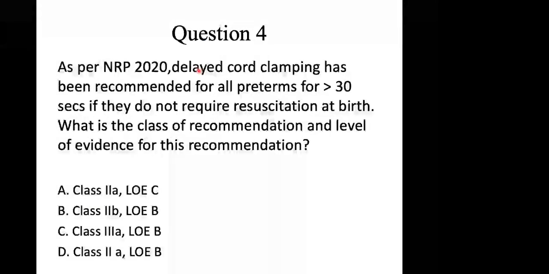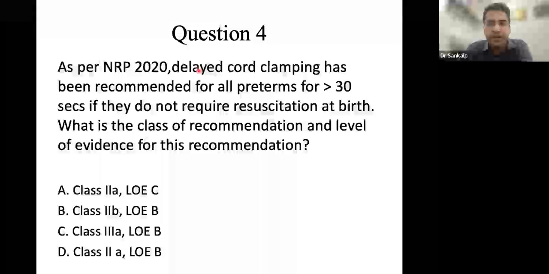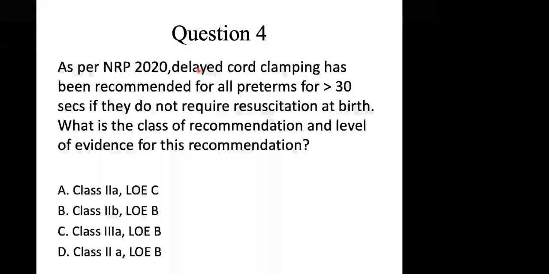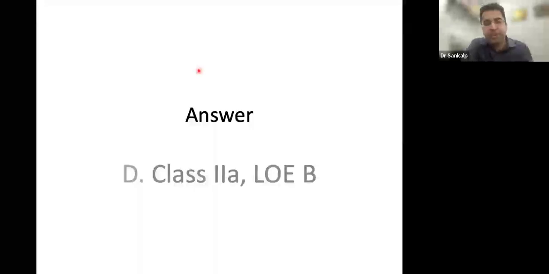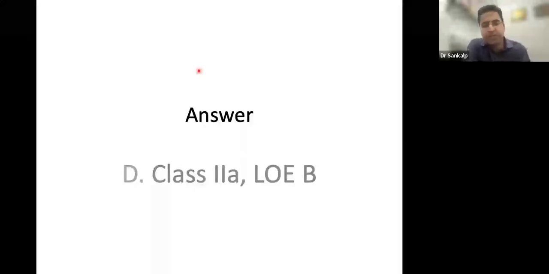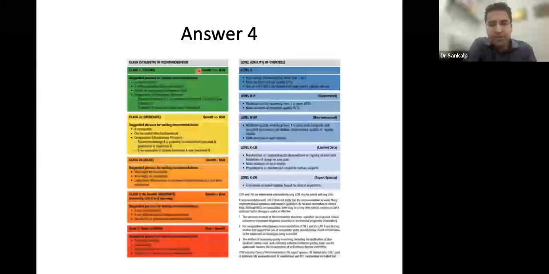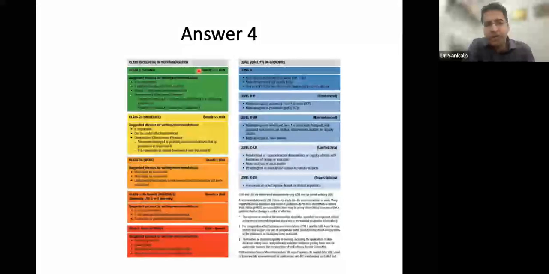Question number 4. As per NRP 2020, delayed cord clamping has been recommended for all preterm babies for more than 30 seconds if they do not require resuscitation. What is the class of recommendation and level of evidence of this recommendation? So basically, level of evidence. One should remember level of evidence and class of recommendation for all major recommendations, especially for NRP. We decide the level of evidence based on what quality of evidence is available for a recommendation.